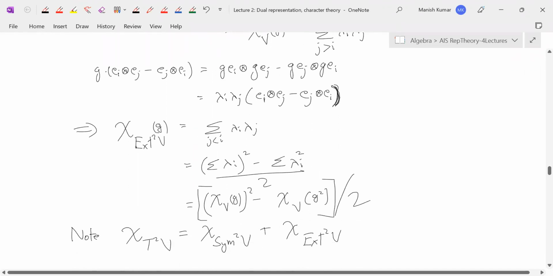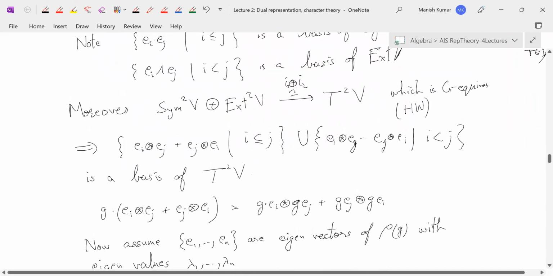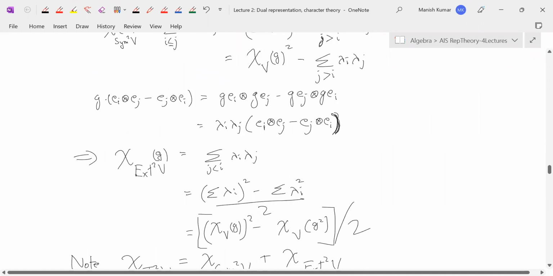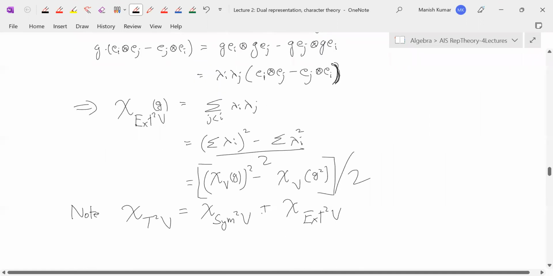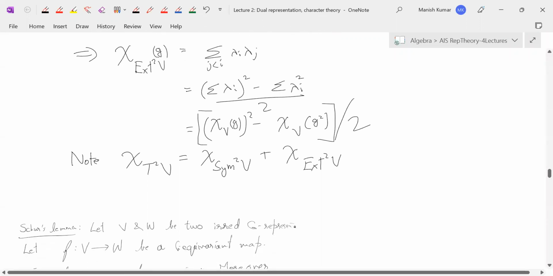I'll not do the whole computation, but I'll just tell you that chi of X2V(g) turns out to be chi_V(g) whole squared minus chi_V(g squared), over 2, and chi of T2V is chi of Sym2V plus chi of X2V. Okay, because we know that the sum of these two representations is T2V. But also directly you can compute it. And from there you can also get the character of Sym2V. So the characters of the symmetric square and exterior square you can compute. In fact, you can compute for higher ones as well, but for that you should know the definition. If you know the definition, then it's not too bad. Okay.